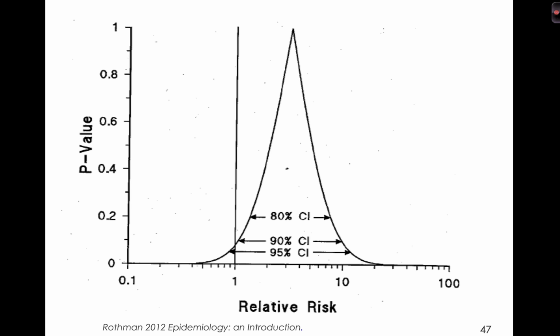Another piece of epidemiology trivia is that relative risks, risk ratios, and odds ratios are symmetrical on a log scale. If you're looking at the horizontal axis, they're symmetrical on a log scale, not on a straight arithmetic scale.